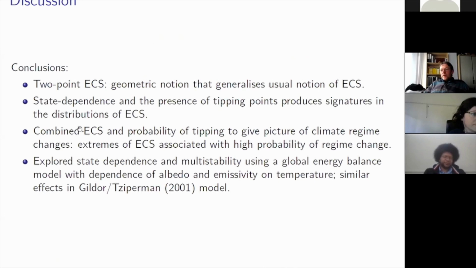Certainly it would be nice to come up with some combined quantification of sensitivity and probability of tipping to give a good picture of potential changes to climate regime, and to maybe better understand the relationship between extremes of the climate sensitivity and there being a high probability of regime change. Two models I can highlight we looked at: one is the energy balance model, and the other one was the Gilder and Zipperman model.